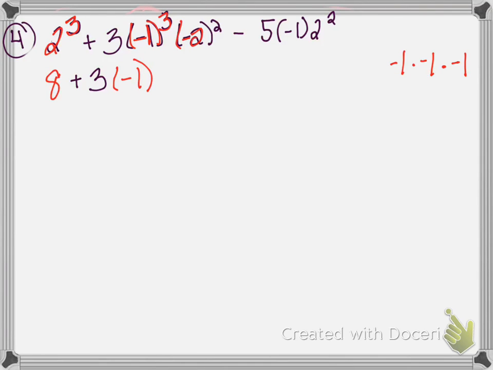Then I have negative 2 squared. What's negative 2 squared? It is 4. It's positive. Anytime we square a negative number, we get a positive number. Okay? So this is times 4. Okay. Then we have minus 5 times negative 1. And here's another exponent. What's 2 squared?